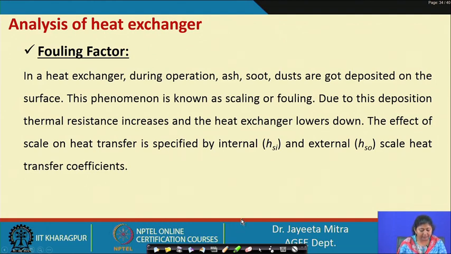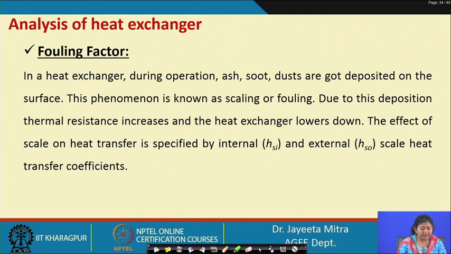So, that is the inside one, and on the exit or the open side as well, there may be some deposition. This happens because dust and ash get deposited on the outer surface, and there is also scale formation. Because of this dirt and dust, the efficiency gets lowered.